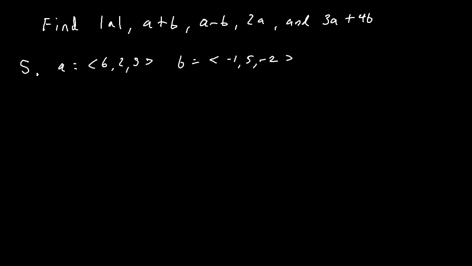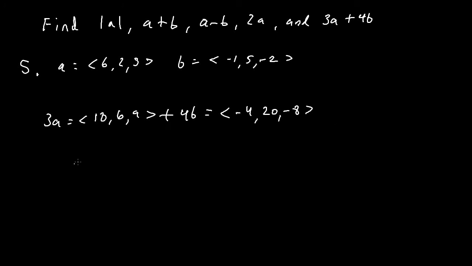And then finally to find 3A plus 4B, we're going to take 3A, so 3 times all the components in A, so that'll give us 18, 6, and 9. And then 4 times all the components in B, so that'll give us negative 4, 20, and negative 8. So now if we go ahead and add those two vectors, we're just going to add the components, so 18 plus a negative 4. So 18 plus negative 4 will give us 14, 6 plus 20, which is 26, and then 9 plus a negative 8, which gives us 1.